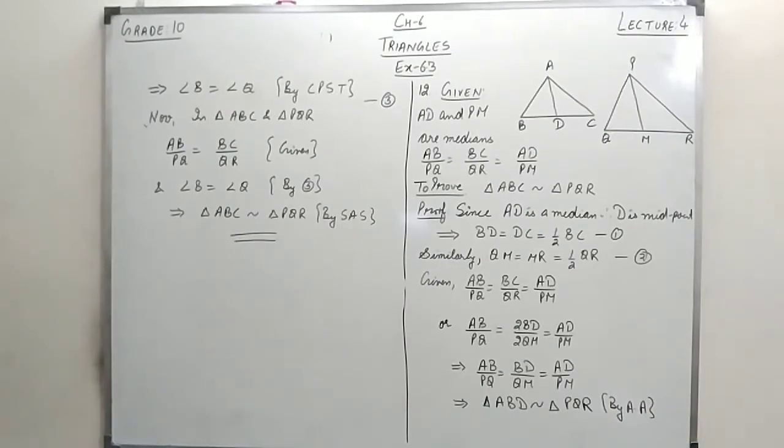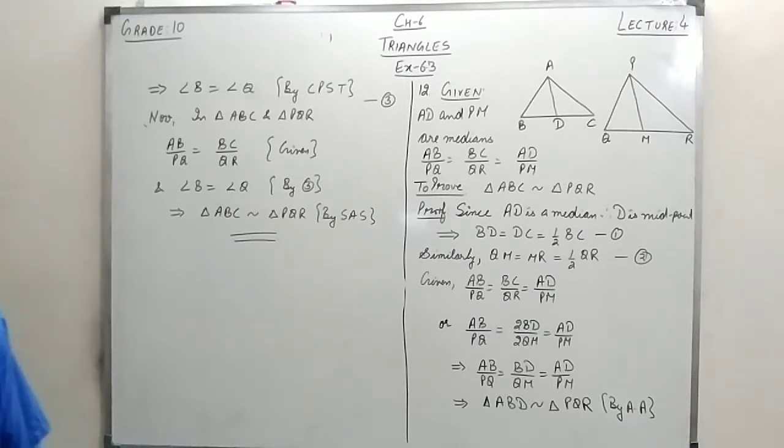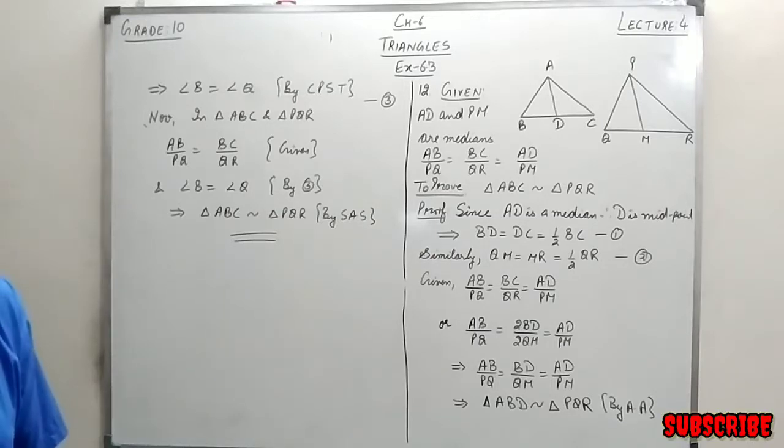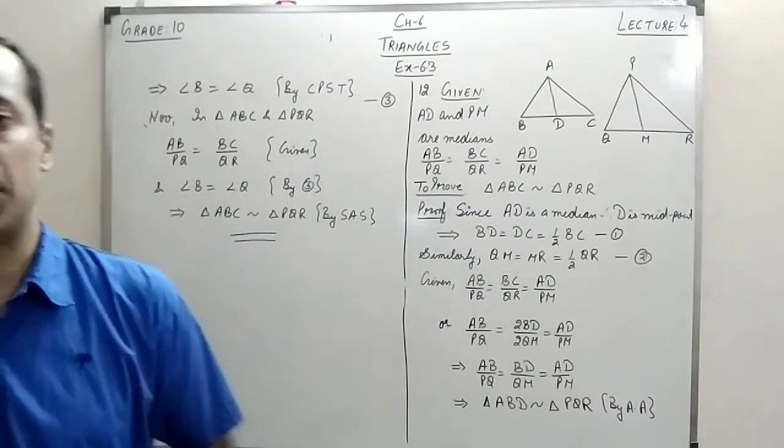In the 12th question it is given that in triangle ABC and triangle PQR, AD and PM are medians. What else is given? That the sides AB, BC and the median AD of triangle ABC are proportional to sides PQ, QR and the median PM. And we have to prove that triangle ABC is similar to triangle PQR.